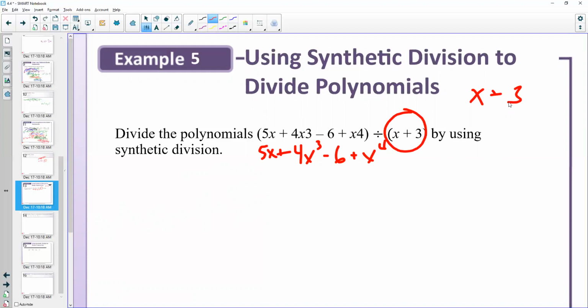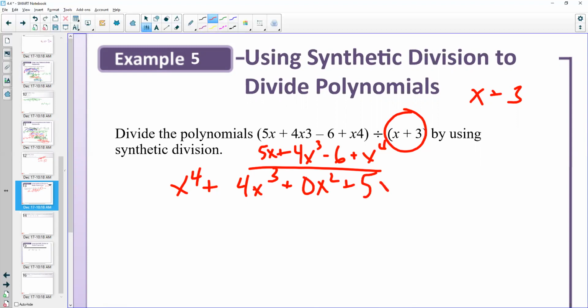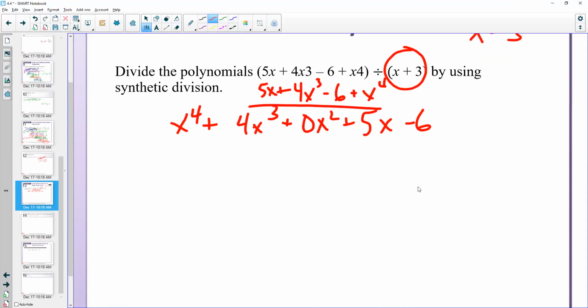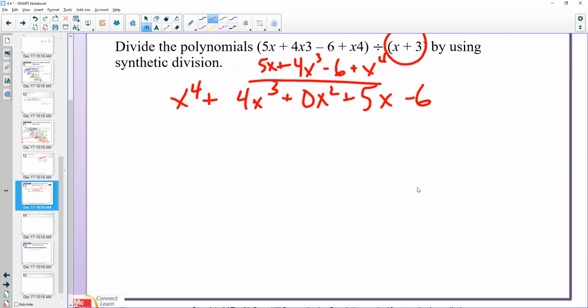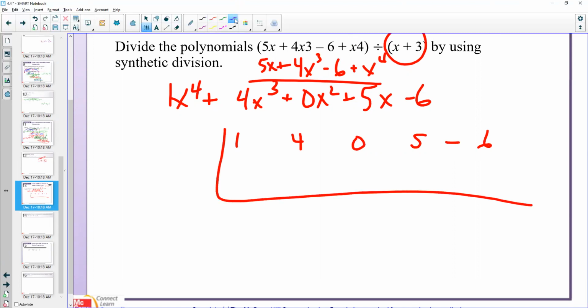synthetic division doesn't work. Okay, first thing, standard form. So I have x to the 4th plus 4x cubed plus 0x squared plus 5x minus 6. Here's how this goes. I ignore the variables, okay? I simply look at the coefficients. So I'm going to list them in order. 1, 4, 0, 5, negative 6. I'm going to draw myself a little box. I'm going to put the opposite sign of what I'm dividing by out here. Okay? So far, so good.